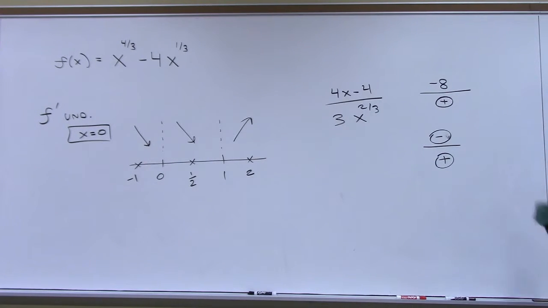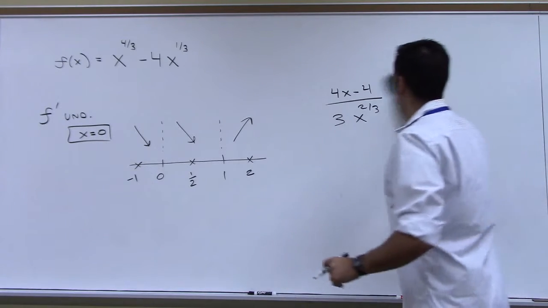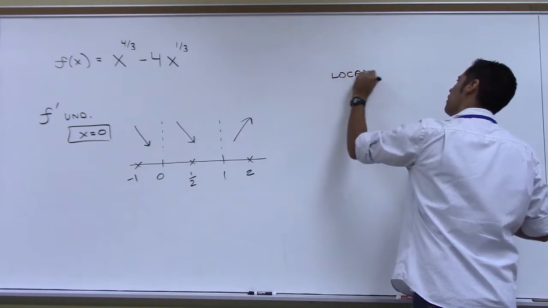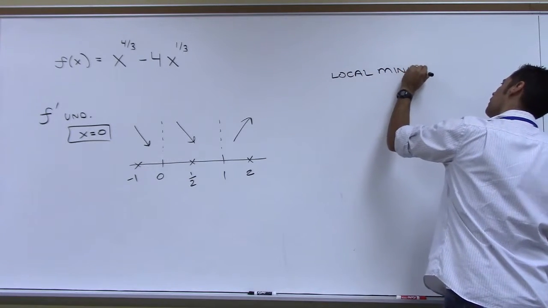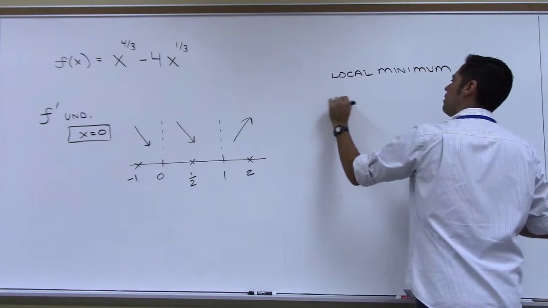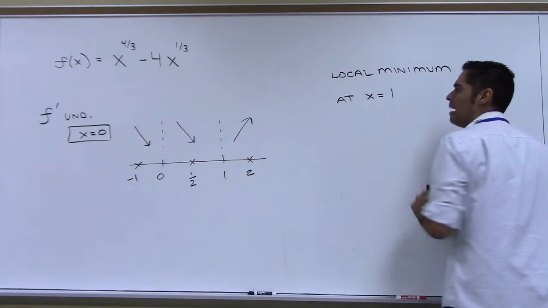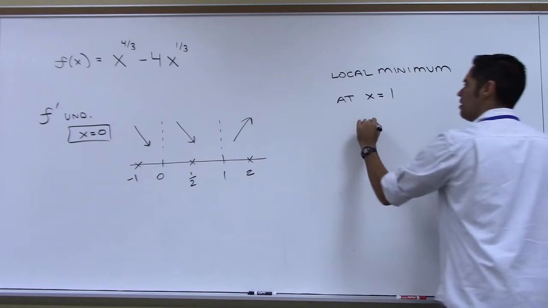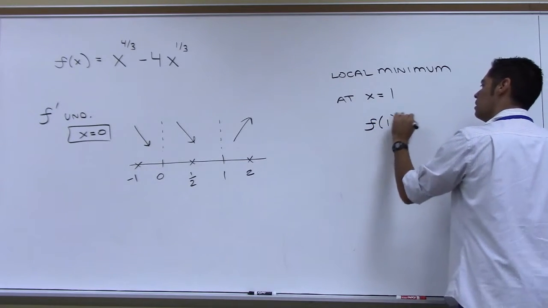What does it appear that I have here? I have a local minimum. Where's my local minimum? At an x value of 1. Now, I asked you if you could please go figure out what that is for me. So what is f of 1?